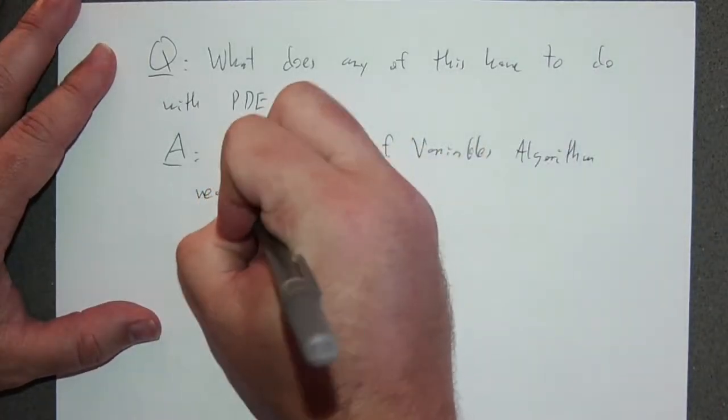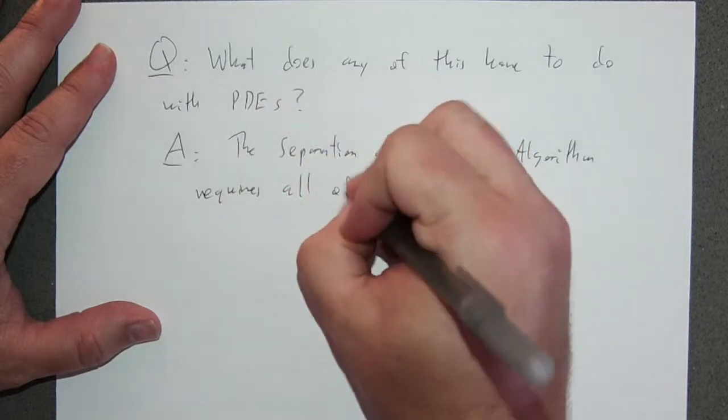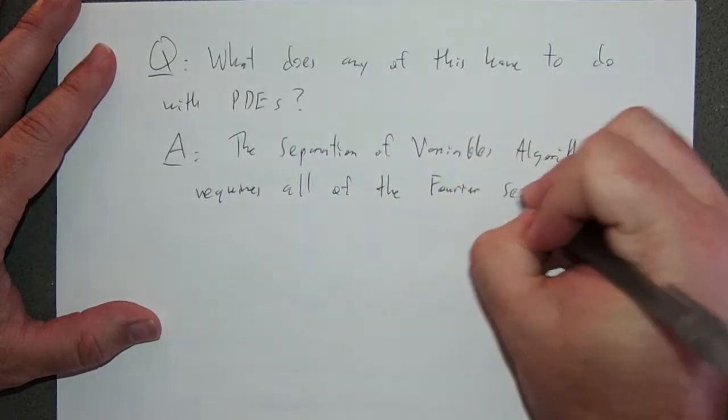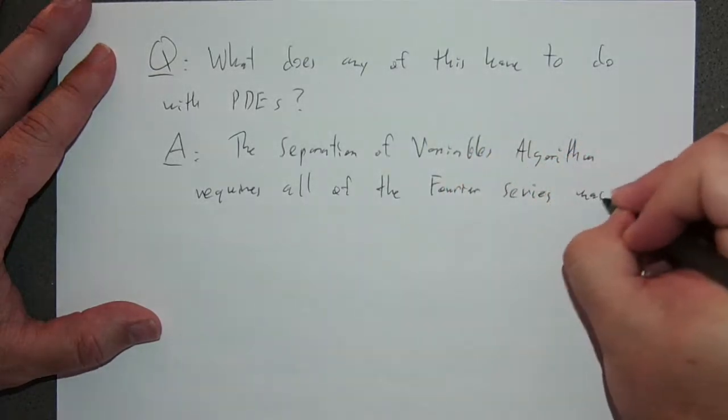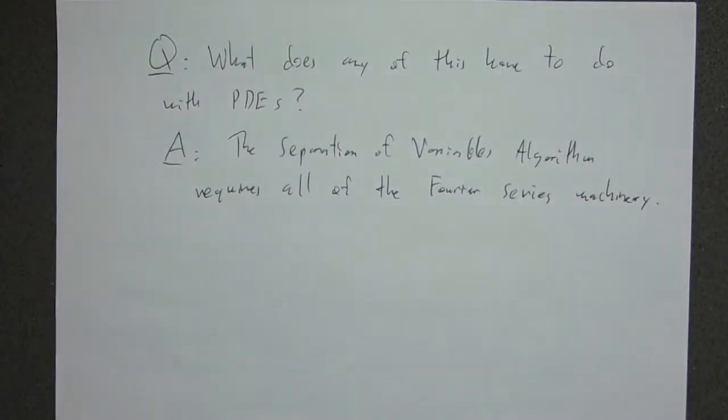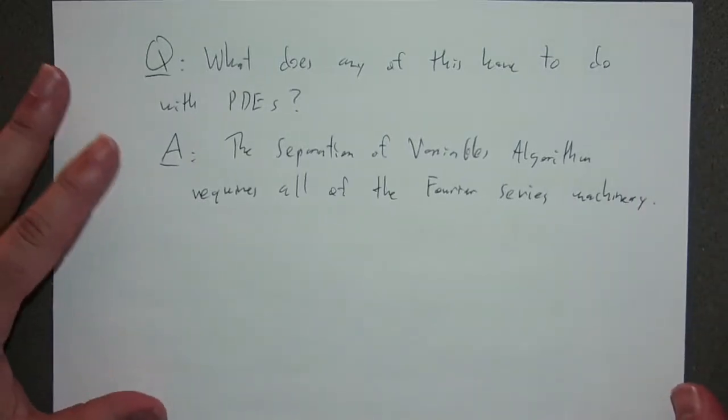all of the Fourier series machinery. In fact, without getting too much into the history, I believe that Fourier's original discovery of this stuff had to do with his attempts to solve the heat equation. So this arose directly out of those considerations. Fourier series themselves came into being basically from his attempts to deal with the heat equation.